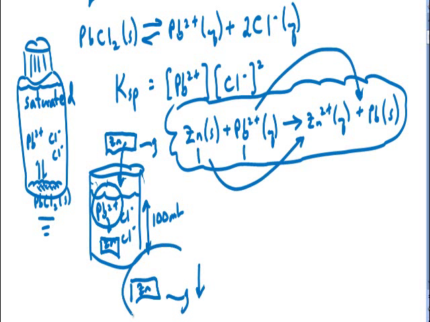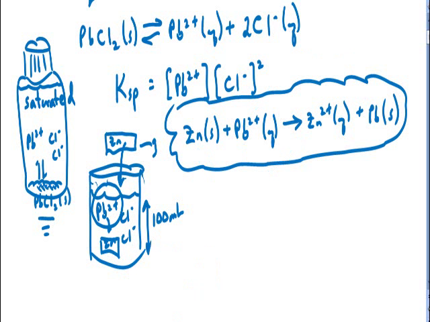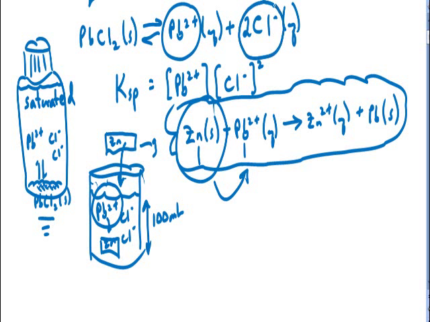The change in mass of our zinc strip allows us to figure out how many moles of zinc reacted. Because the zinc and lead react in a 1-to-1 ratio, if we know how many moles of zinc have reacted, that tells us how many moles of lead ions were present in the solution. And if we know how many lead ions were present in the solution, we also then can know how many chloride ions are present in the solution, because 2 chloride ions form for every 1 lead ion.